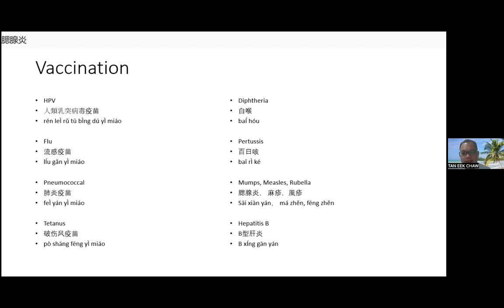Diphtheria and pertussis in Chinese we call 白喉还有百日咳. Or 百日咳 is because the kid will always keep coughing.